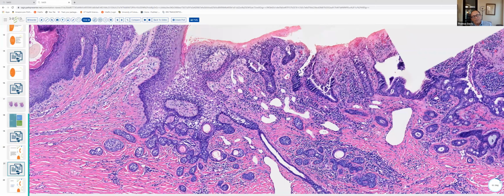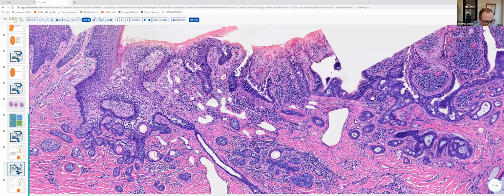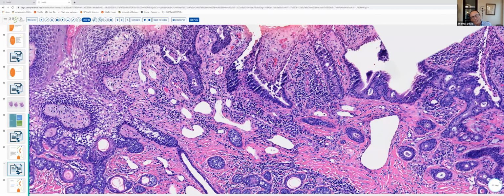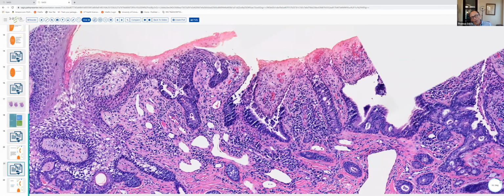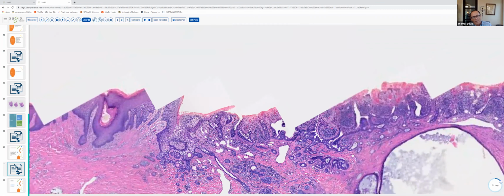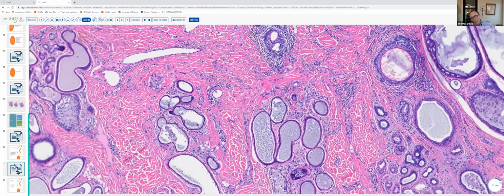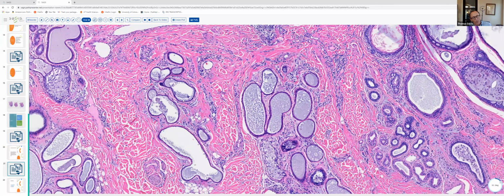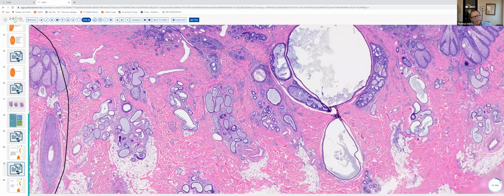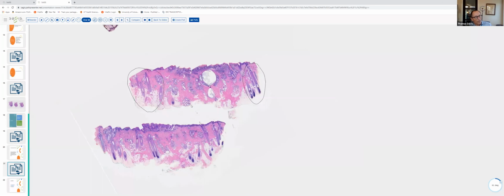Nevus sebaceus is a hamartoma that involves not only the epidermis, but also adnexal structures. Over time, one will see development of a variety of adnexal tumors within a nevus sebaceus. Here we have an apocrine tumor, a syringocystadenoma papilliferum, arising in the nevus sebaceus. One typically does not think of the scalp as being an apocrine-rich area, but frequently in the nevus sebaceus, one will see hamartomatous proliferation of apocrine glands as well. So this is just an example of a hamartoma.